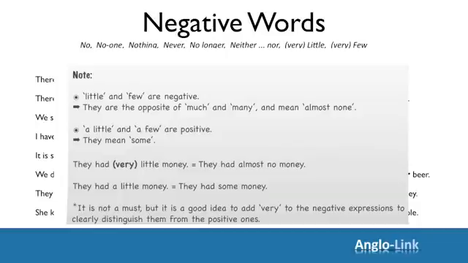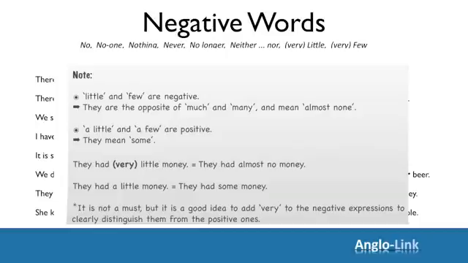So when you hear or say they had little money, it means they had almost no money. Whereas when you say they had a little money, you mean they had some money. In order to avoid this confusion, it's always a good idea to add the word very to the negative expressions, to insist on the negative. They had very little money.